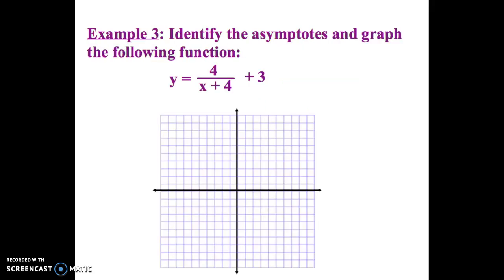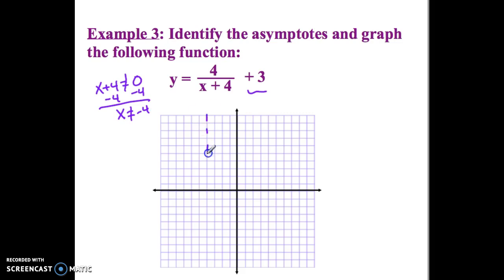Okay, this one has a plus or minus here, so it's going to have a horizontal asymptote that's not at y equals 0. When I'm finding the asymptotes, again, the first thing you always look at is what makes that denominator equal 0? So we don't want x plus 4 to equal 0. That happens when x equals negative 4, so we know x cannot equal negative 4.